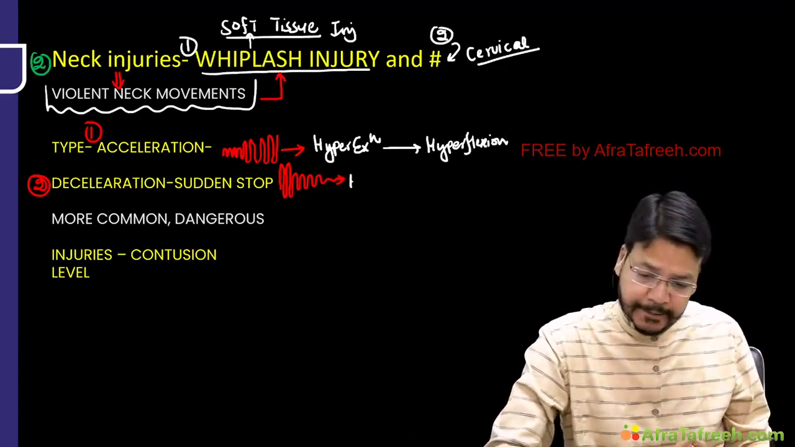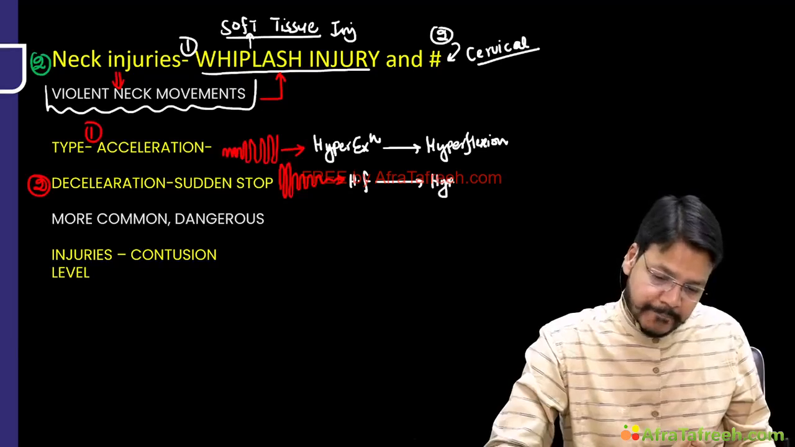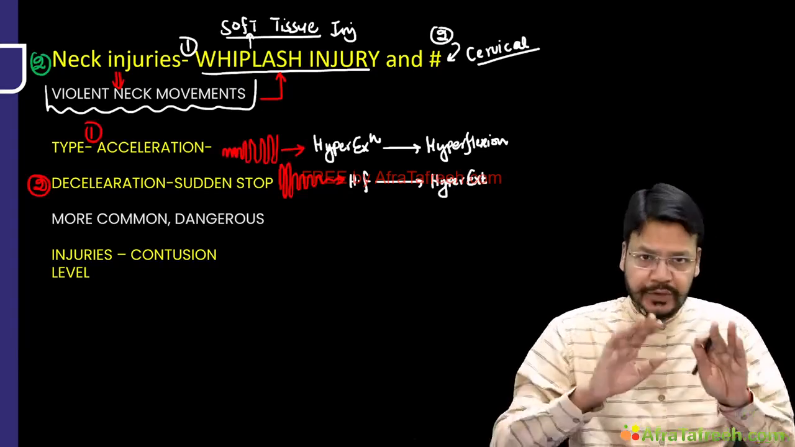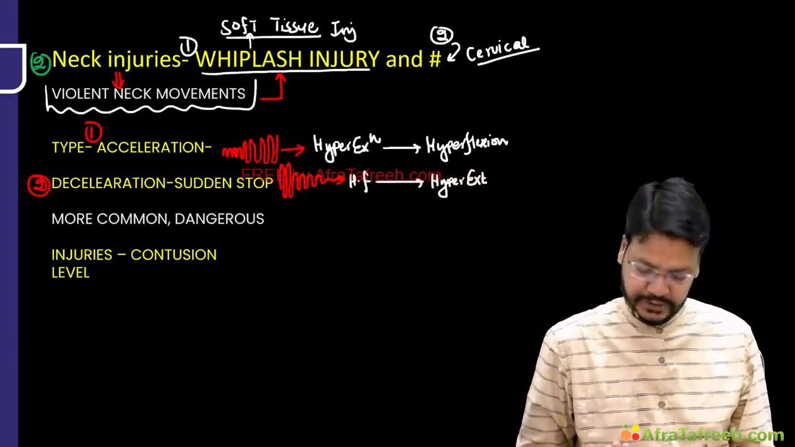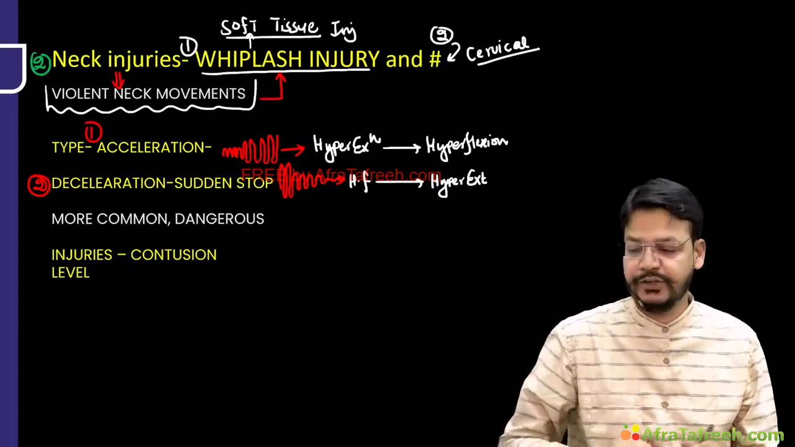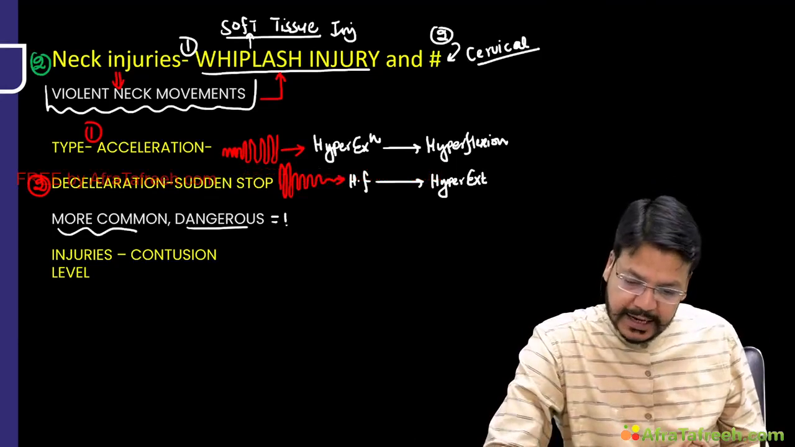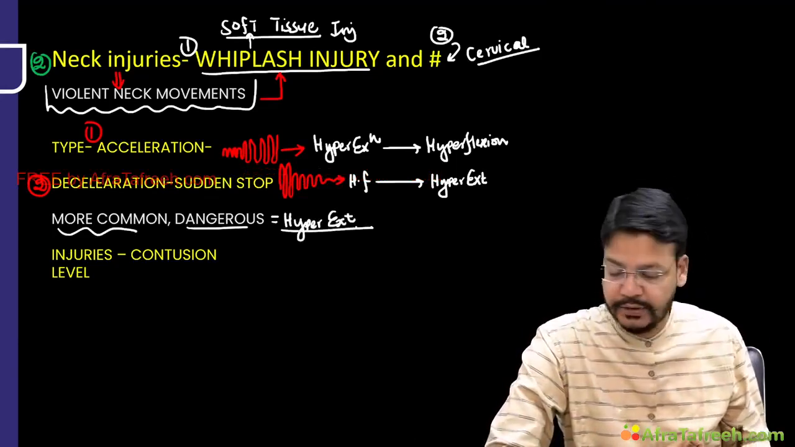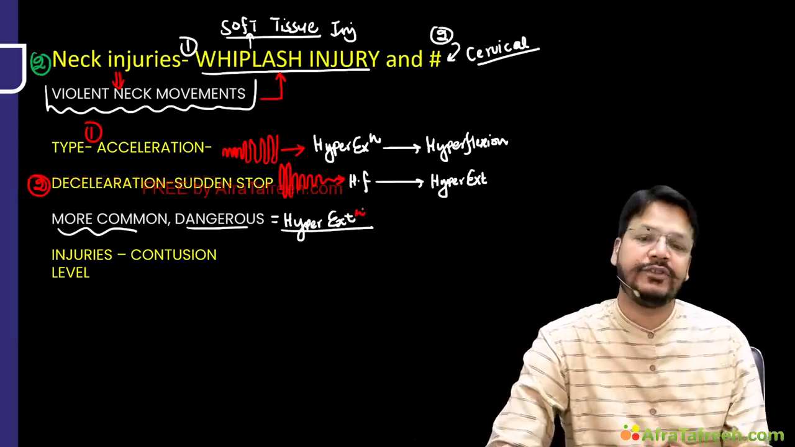It is hyperflexion of the neck followed by hyperextension. This is deceleration injury. So when you suddenly stop, what happens? First you go hyperflex, then hyperextension. This is deceleration. Now, my dear friend, more common and dangerous is hyperextension. If you get a question, which is more common and dangerous as the whiplash injury, the answer is hyperextension.